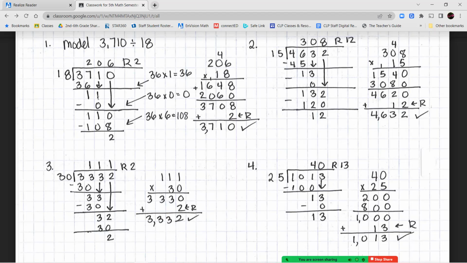I'm left with 1. I drop my next one. 18 does not go into 11, so I put a 0 up there. 18 times 0 is 0. 11 minus 0 is 11. So then I drop my last digit, which is a 0. So now I have 110.